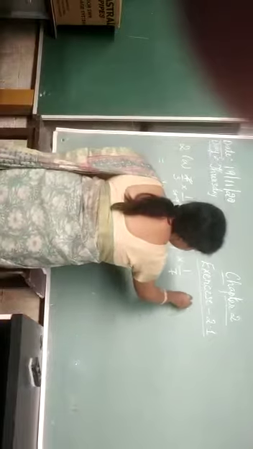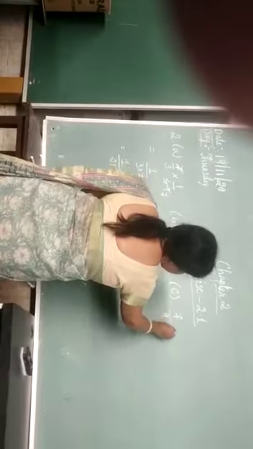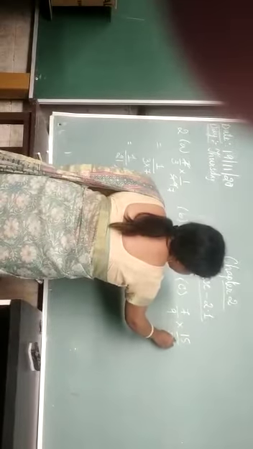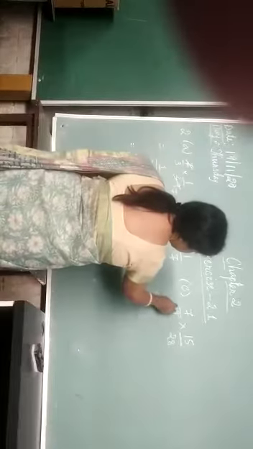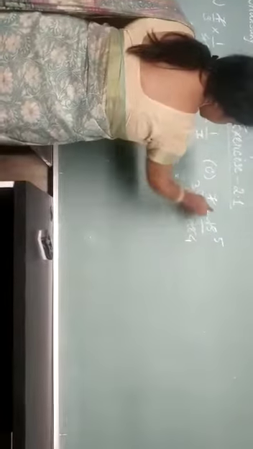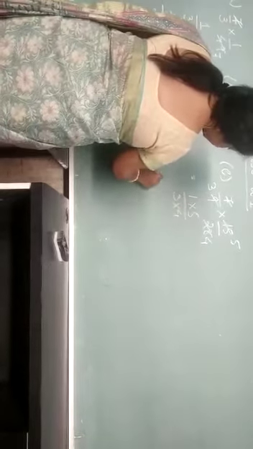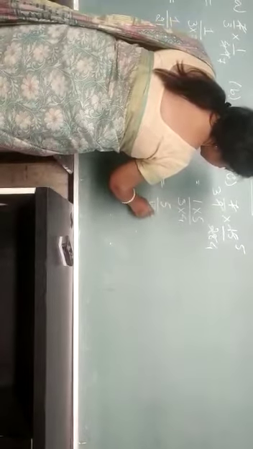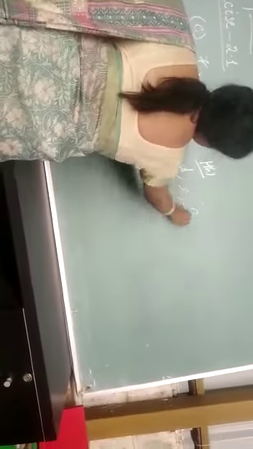Next number C. What is there in number C? 7 by 9 into 15 by 28. So now we will see whether we can simplify it. Yes, we can. 3 3s are 9, 3 5s are 15, 7 4s are 28. So what is the remainder? 1 into 5 and 3 into 4. So 5 1s are 5, 4 3s are 12. So this is A, B and C. For your homework it will be D, E, F.